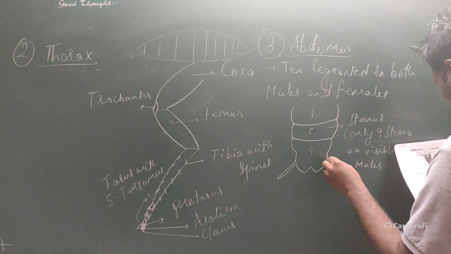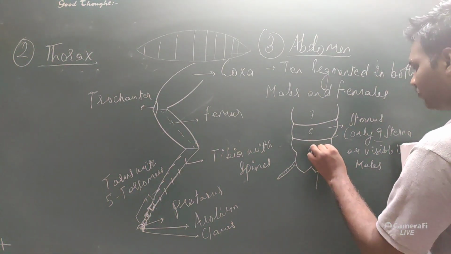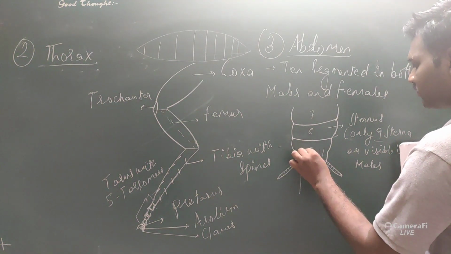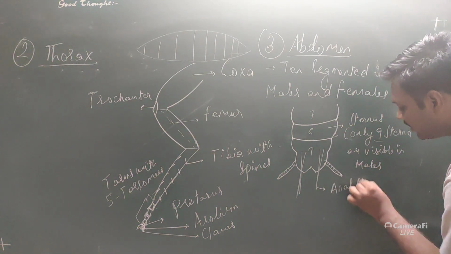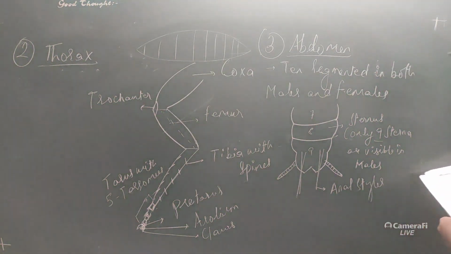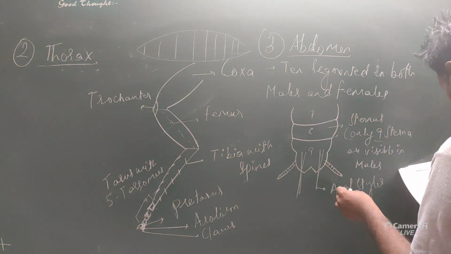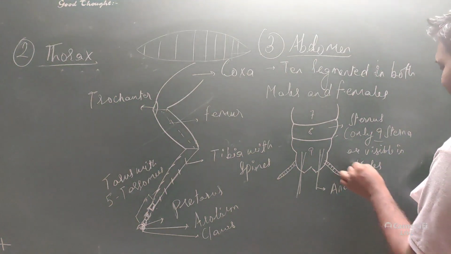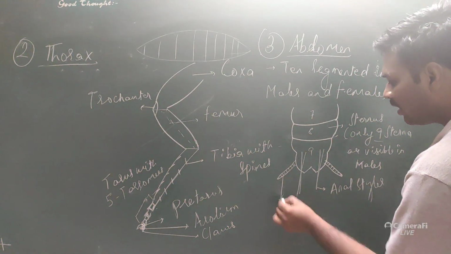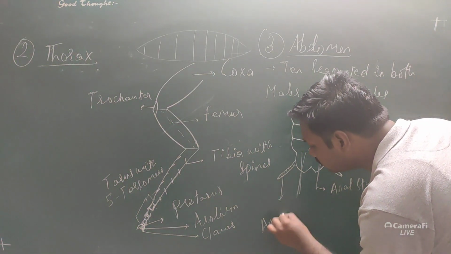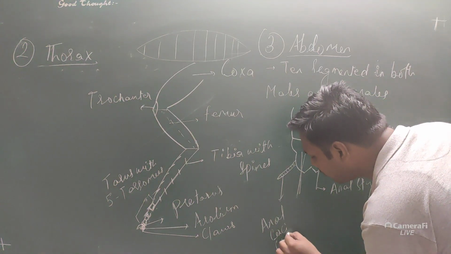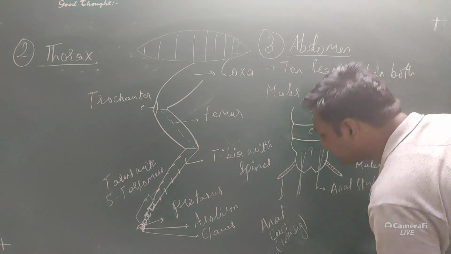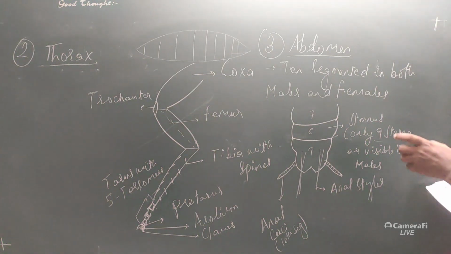Then it also consists of the anal styles. Then the anal cerci. These structures are called anal cerci, which are located in the 10th segment. So this is what the abdominal structure looks like in the male.